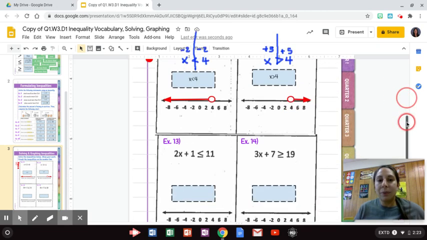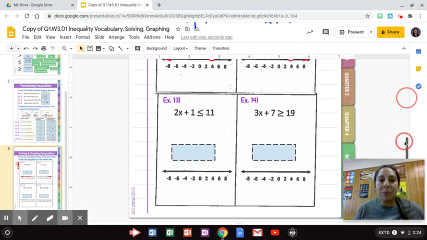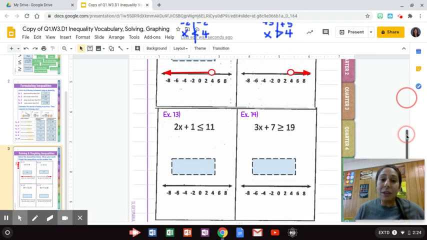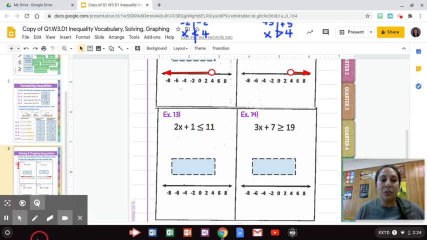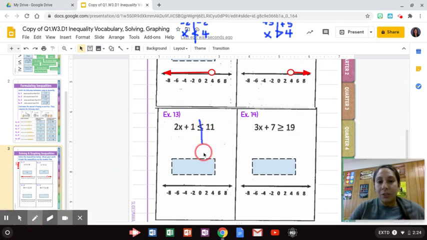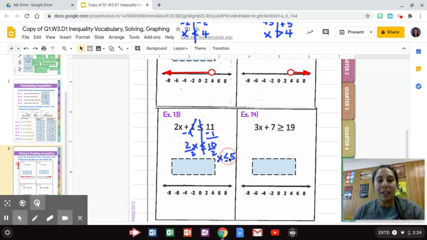Okay, for example, 13. For this one, we have 2x plus 1 is less than or equal to 11. So for this example, it's a two-step inequality. It's very similar to what we did on equations. We're going to take away 1 because the opposite of plus 1 is minus 1. And we have 2x is less than or equal to 10. Then we're going to go ahead and divide both sides by 2. So we get x is less than or equal to 5. So I'm going to input that into my text box right here. x is less than or equal to 5.